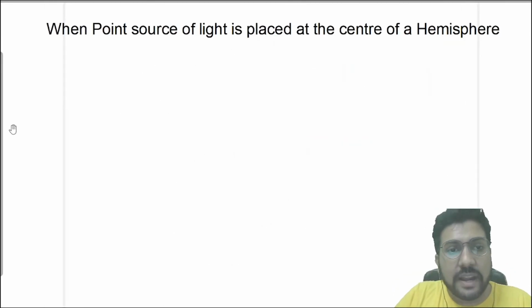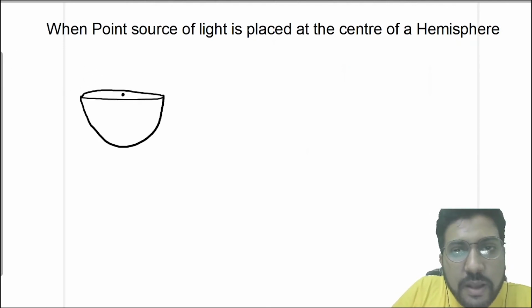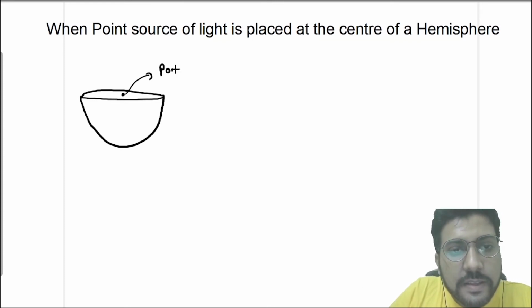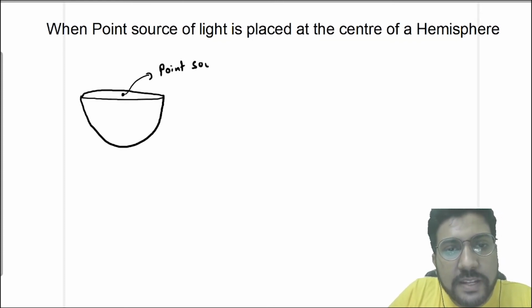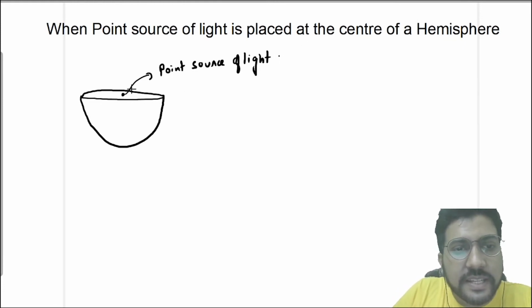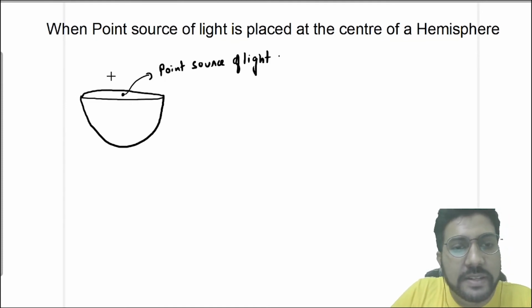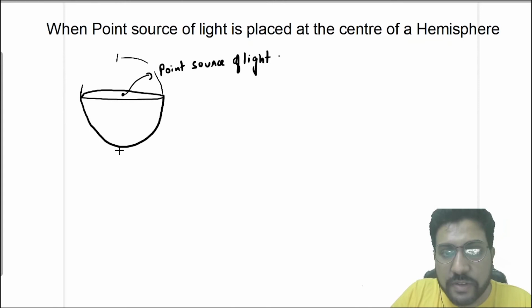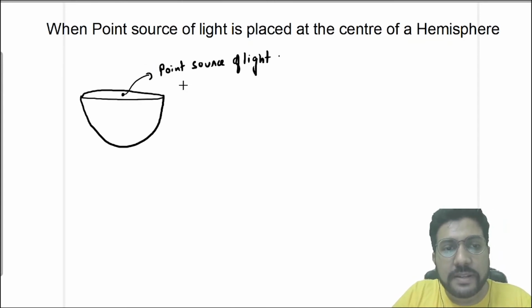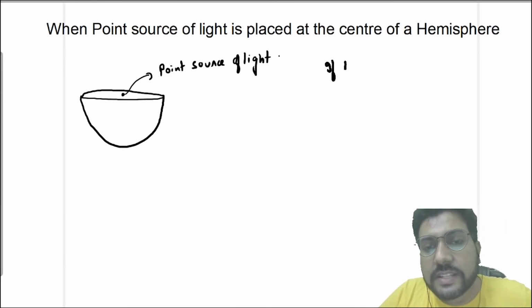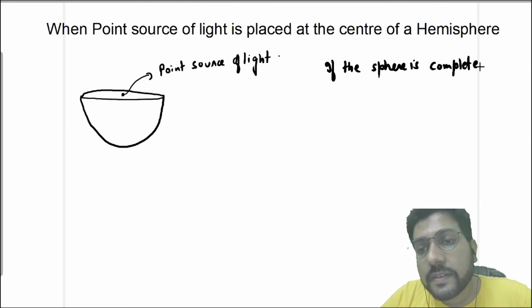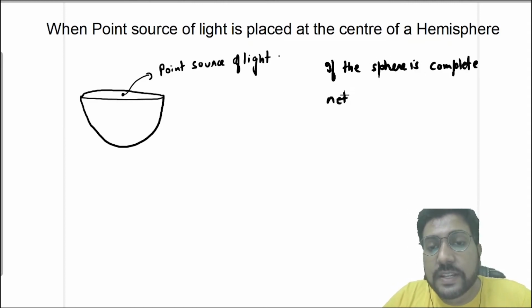Now in the next part we will discuss the force on a hemisphere due to a point source of light placed at the center. So this is the point source of light and this is placed at the center of the sphere. Now if the sphere was complete, the net force will be 0 by symmetry, because on this side the force will be upwards and on this side the force will be downwards. So I'll write, if the sphere is complete, net force on the sphere is 0 by symmetry.